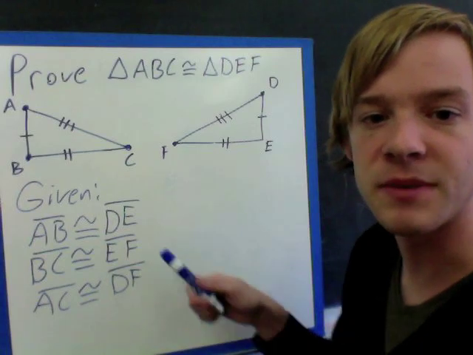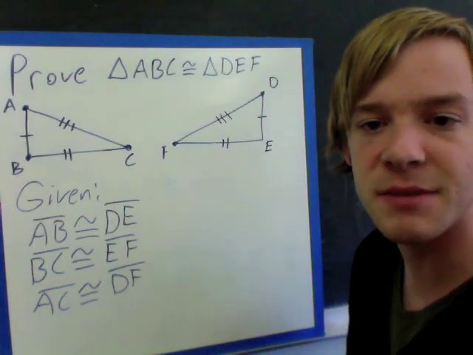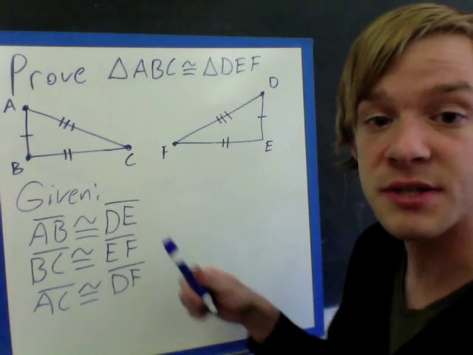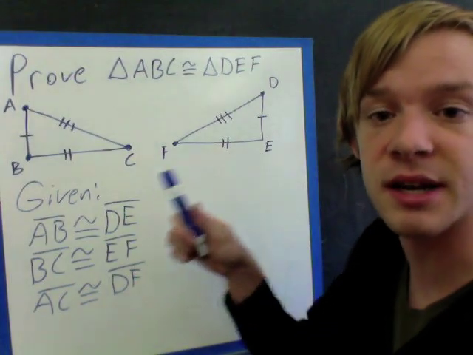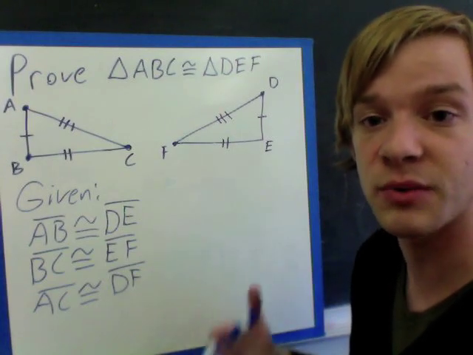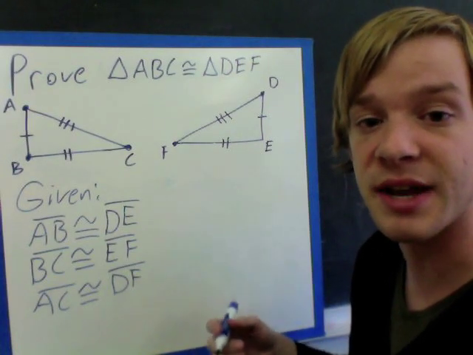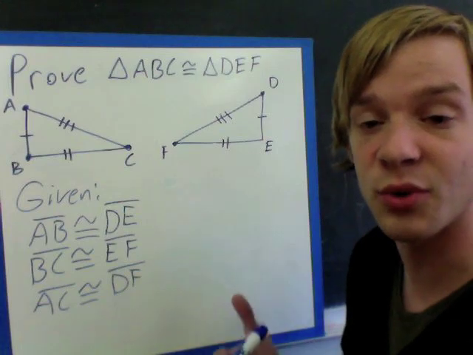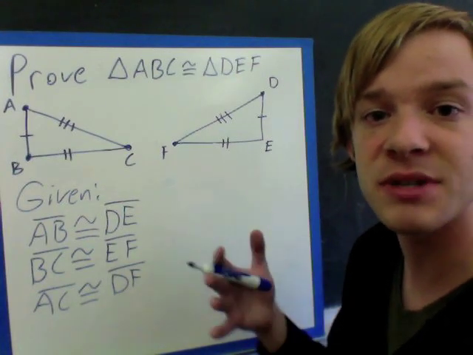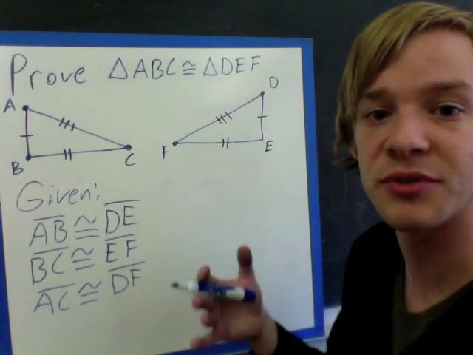So now that we're given all 3 of these statements here, we can go ahead and use our side-side-side rule. Since each of the corresponding sides are congruent, that means our two triangles are congruent, and we want to write this out. So we're going to say, by the side-side-side rule, or by SSS if we abbreviate, triangle ABC is congruent to triangle DEF.